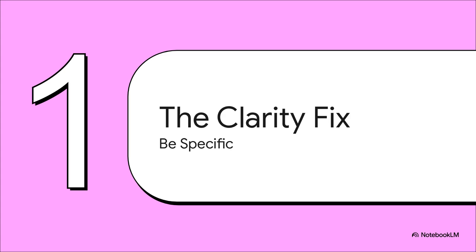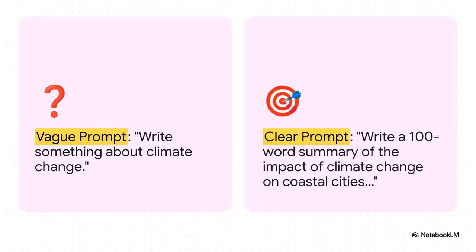Seriously, this is where most AI chats fall apart. It all starts with a vague prompt. The secret is to go from a fuzzy idea in your head to a super direct, crystal clear instruction for the AI. And this slide just nails the difference. Look at the vague prompt on the left. Write something about climate change. I mean, what is the AI even supposed to do with that? It's way too broad. But now look at the clear prompt.